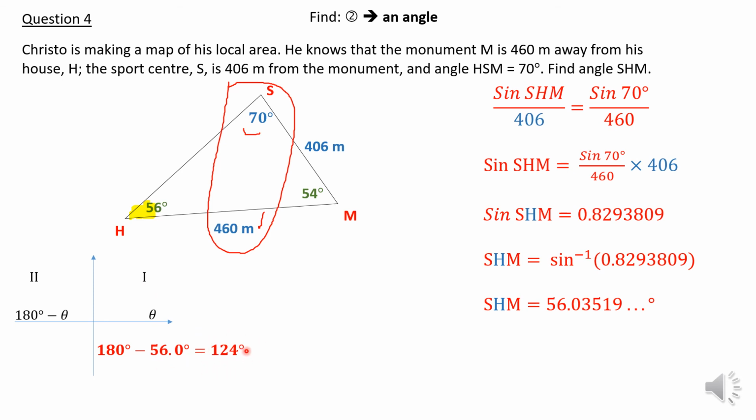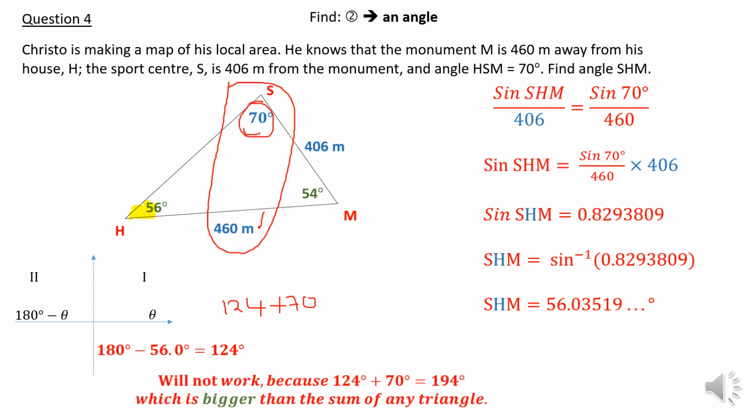Remember what I said? You take the 124 and add it to the angle that you were given in your information, this particular angle. When you do that, you realize that you are getting something that is more than 180 here. If that is the case, then it means we only have one solution to this particular question. And therefore, the angle there is 56.0 degrees.